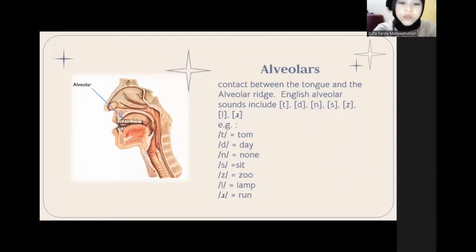Okay, next. Fourth, we have alveolar. Alveolar is contact between the tongue and the alveolar ridge, formed by putting the tongue on the alveolar ridge, which is the gum line above the top teeth. These are sounds like t, the word is tom, d, the word is they, n, the word is non, s, the word is sit, z, the word is zoo, l, the word is lamb, and r, the word is run. You may be able to feel that your tongue is touching the alveolar ridge when you are producing d, and this will happen with all the alveolar sounds.